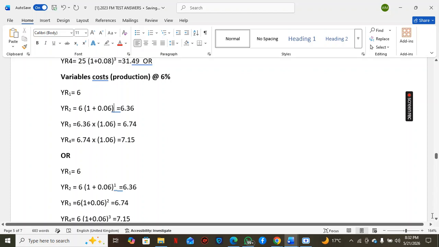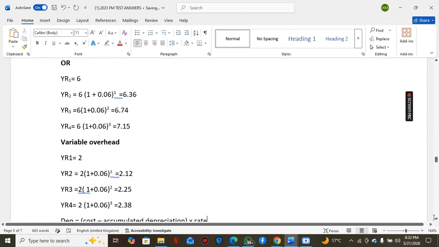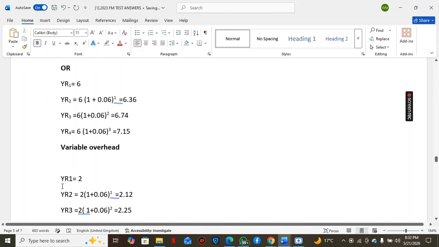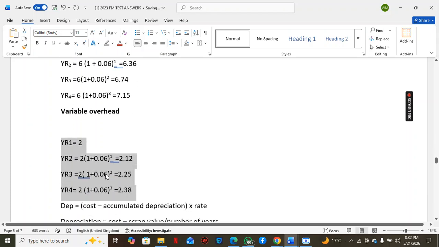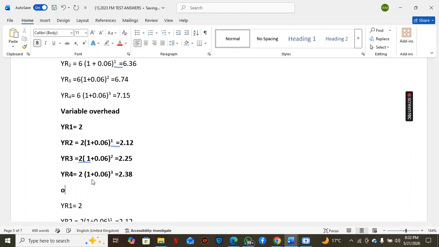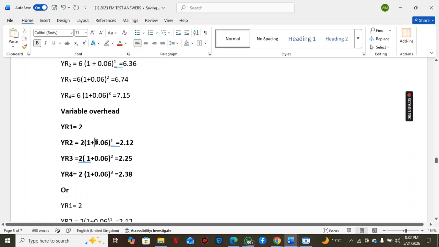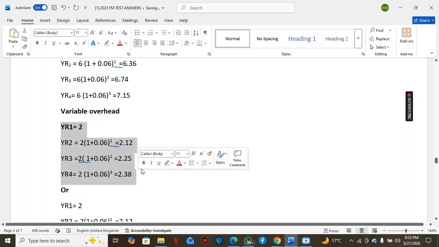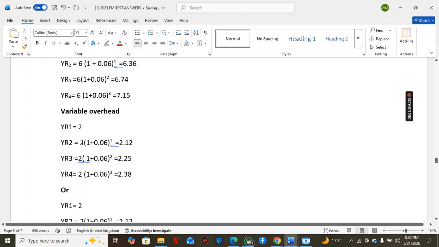So I've seen this first part is very easy. It's just percent changes, right? Then for the variable overheads, they're also going to be increasing by 6%. So year one, the variable overhead is 2 kwacha. Year two, this overhead increases by 6%.